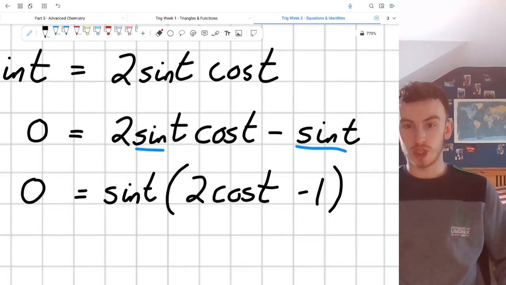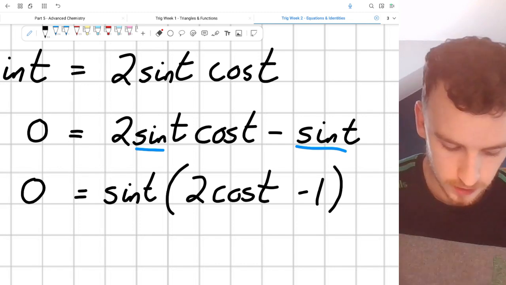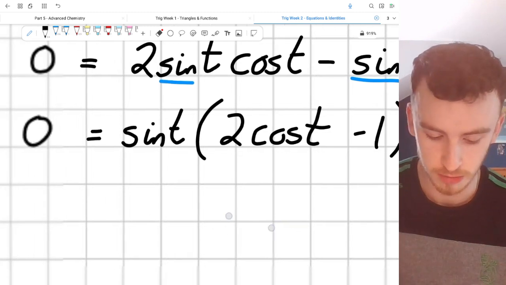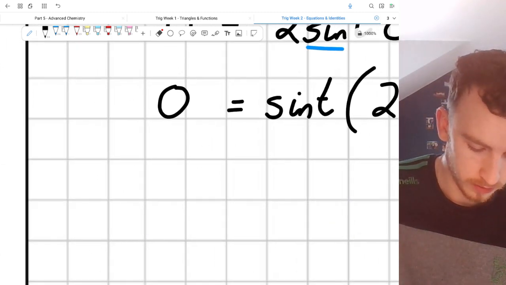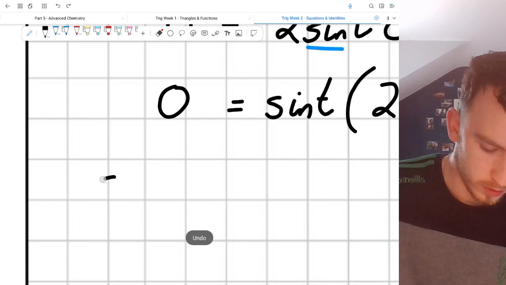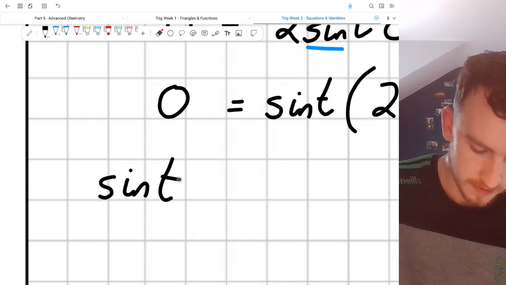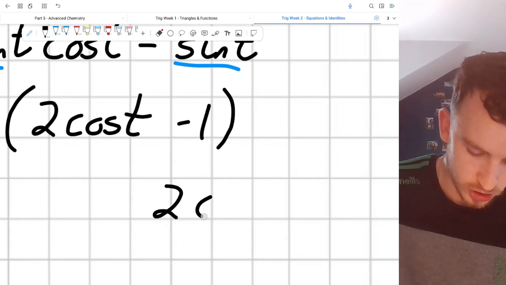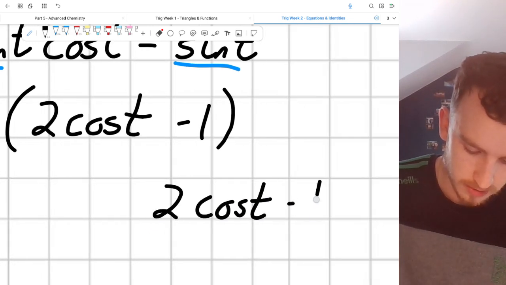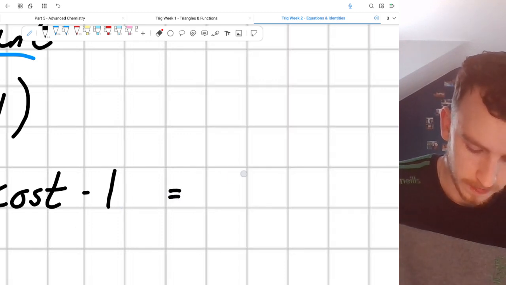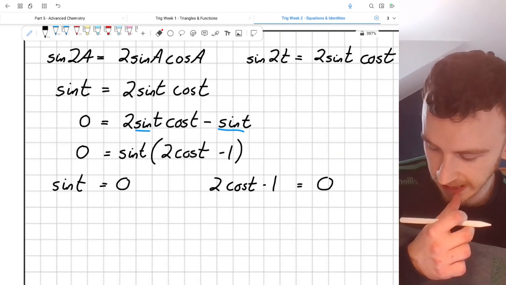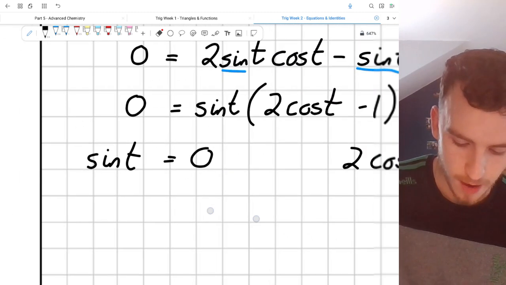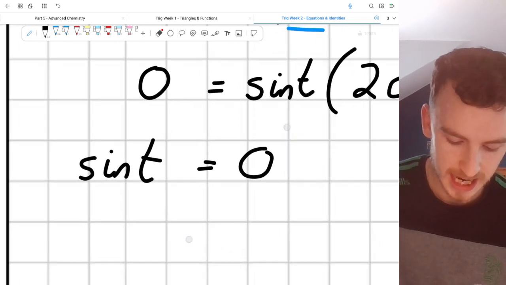So we're now multiplying two factors together to get 0. So what we do now is we let what's inside the bracket equal 0 and what's outside the bracket equal 0. So we will get sine t is equal to 0, and we'll get 2 cosine t minus 1 is equal to 0. So now we solve both these individually. So sine t equal to 0.